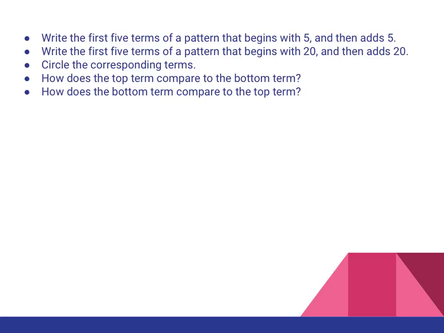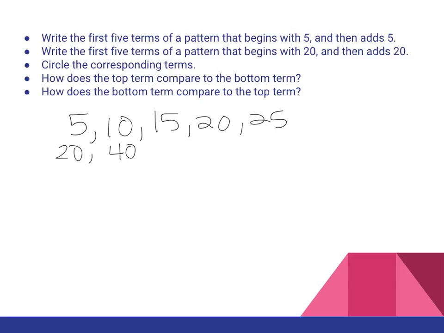This next problem says to write the first 5 terms of a pattern that begins with 5 and then adds 5. So 5, I know that I'm just skip counting by 5 here, 5, 10, 15, 20, and 25. Then it says write the first 5 terms of a pattern that begins with 20 and then adds 20. 20, 40, notice I'm using commas to separate the terms, 60, 80, and 100. Then it says circle the corresponding terms.